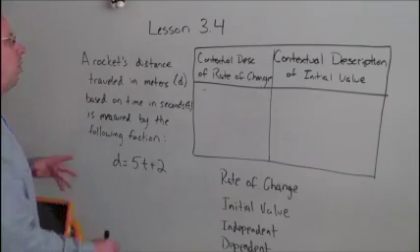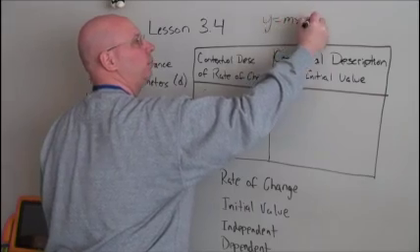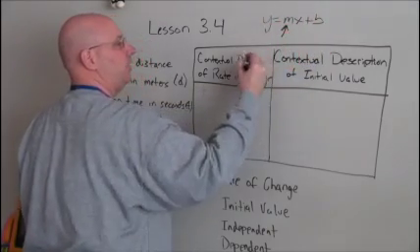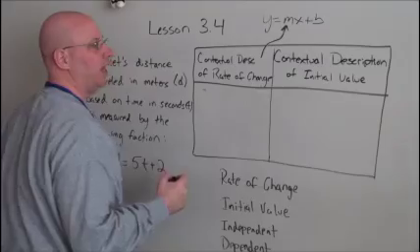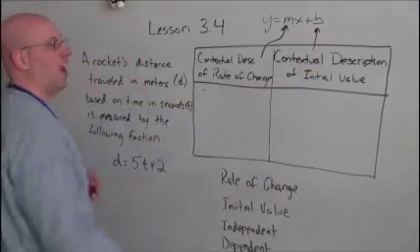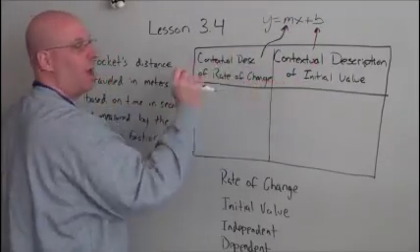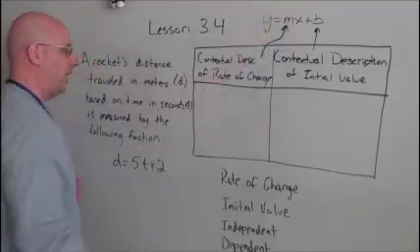Remember that whole y equals mx plus b thing that I talked about earlier really briefly? Your rate of change is this, okay? And the initial value is this, your y-intercept. So if you were to graph it, this is your initial value. That's where it crosses the y-axis, and here is your rate of change.